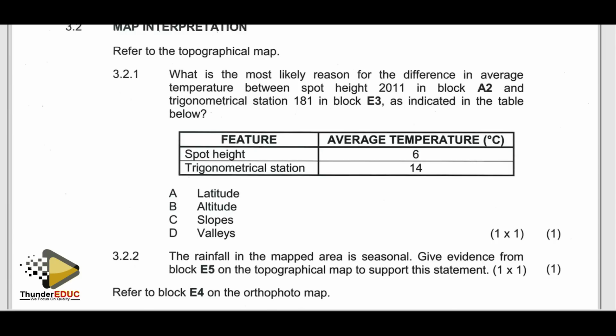The next question is on the rainfall in the mapped area being seasonal. Give evidence from block E5 on the topographical map.